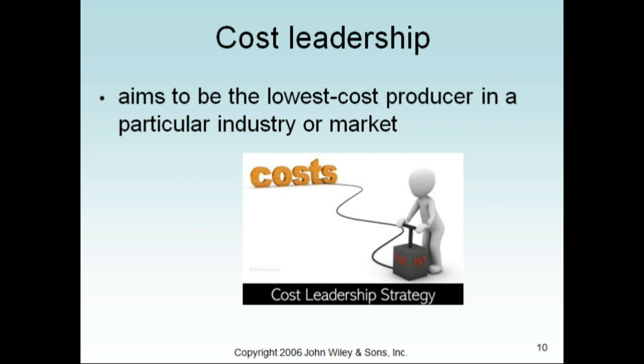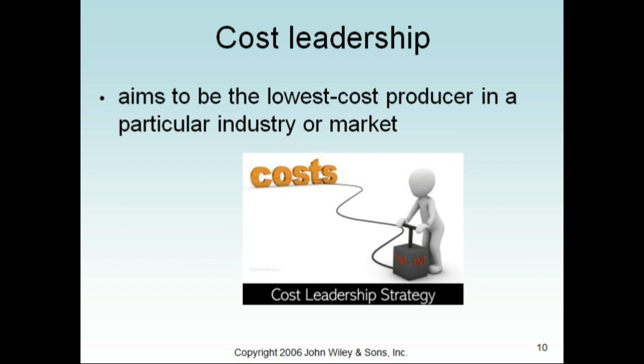The next one we have is cost leadership. It aims to be the lowest cost producer in a particular industry or market. So it is a business strategy that aims to be the lowest cost producer. The idea is to achieve a competitive advantage by producing goods or services at the lowest possible cost while still maintaining an acceptable level of quality.